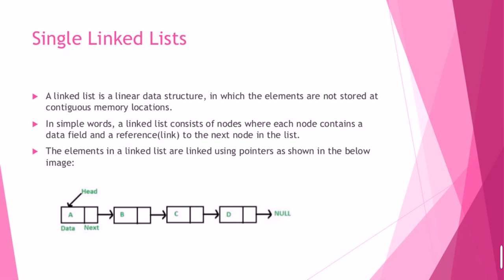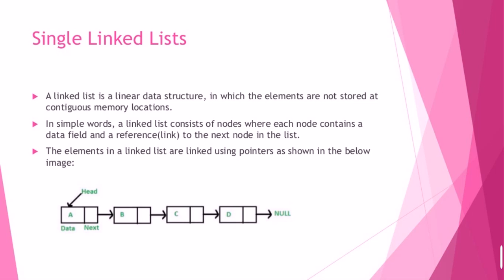So this is in the diagram below. You can see that there is a head which points to the starting of a node. Then in a singly linked list there are two things, one is data and the other is next. So next always points to the address of the other node. And the last node contains the null address. So null is there.